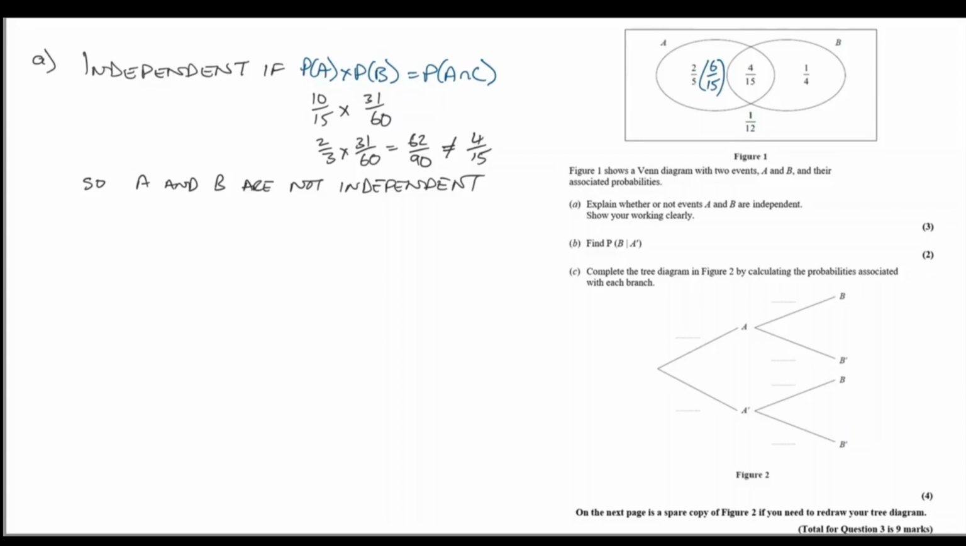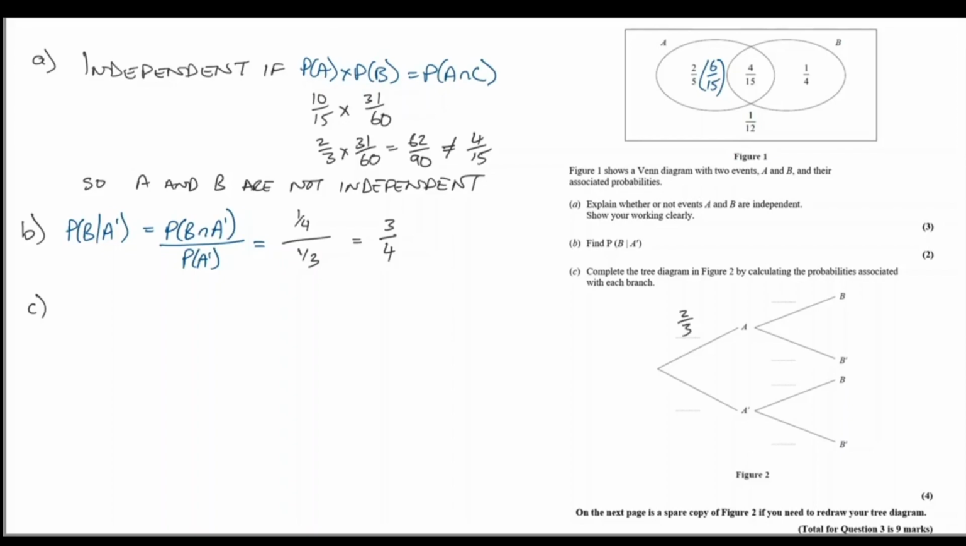In part B, we're asked to find the probability of B given not A. So the probability that is B, if we already know it's not A. So the formula here is the intersection of the two divided by the probability of the second one. The intersection of B and not A, so inside B, outside A, well, that's 1/4. The probability that is outside of A, well, that's going to be 1/3. 1/4 divided by 1/3 gives us 3 over 4.